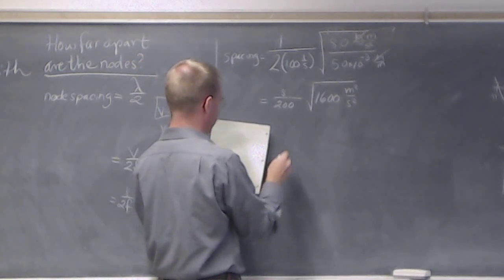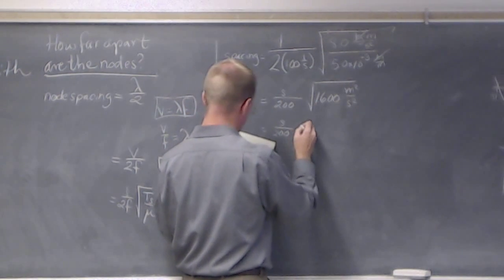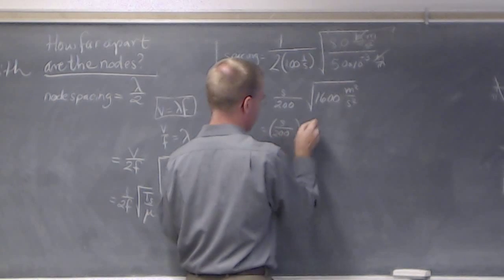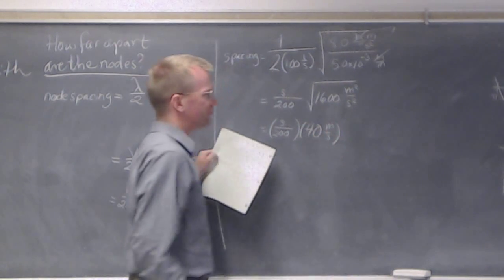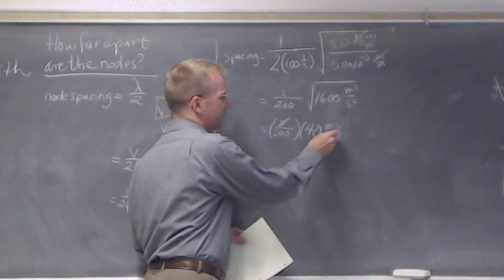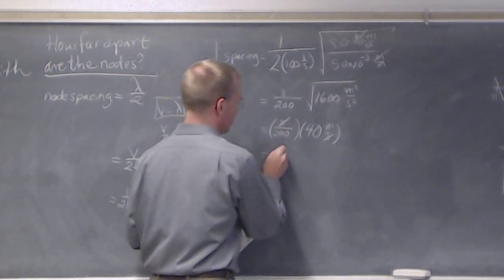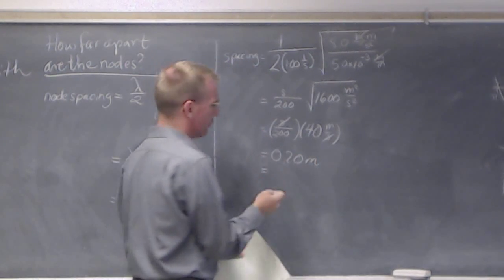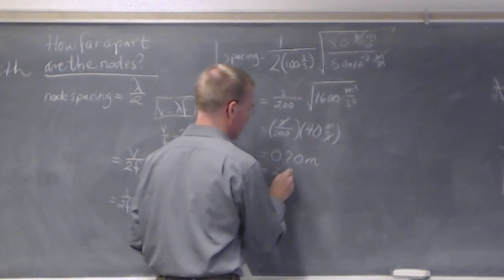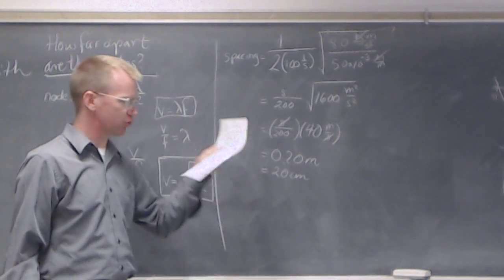This gives me seconds over 200 times 40 meters per second. Seconds and seconds cancel, and I'm left with 40 over 200. I'm left with 0.20 meters. Or, in more convenient units, 20 centimeters for the spacing between the nodes.